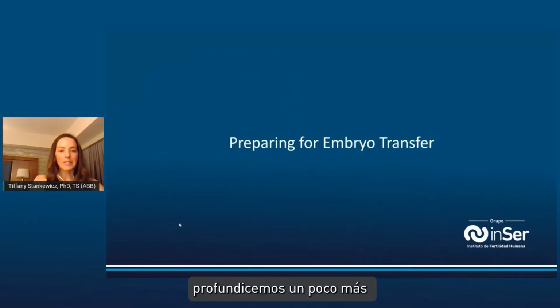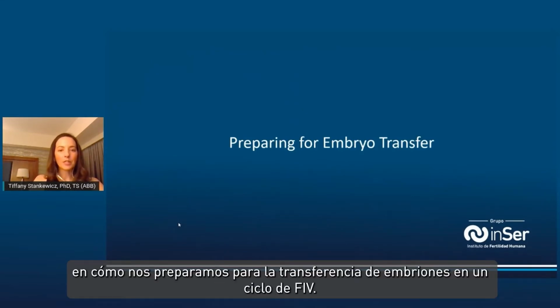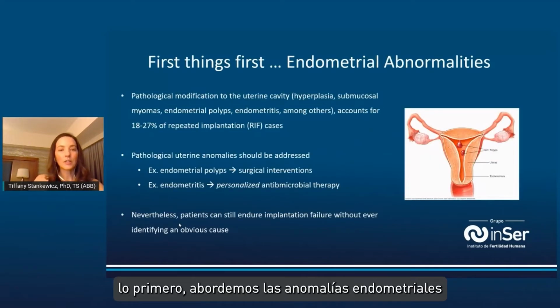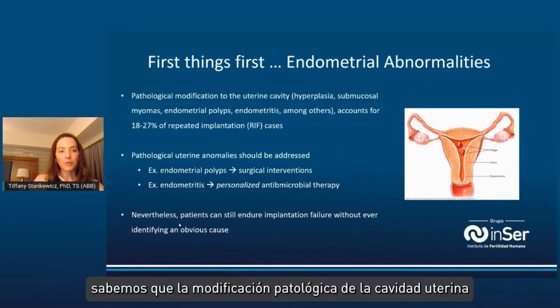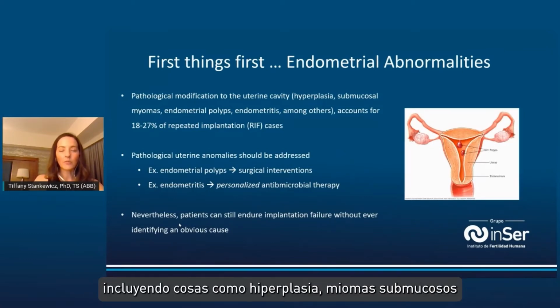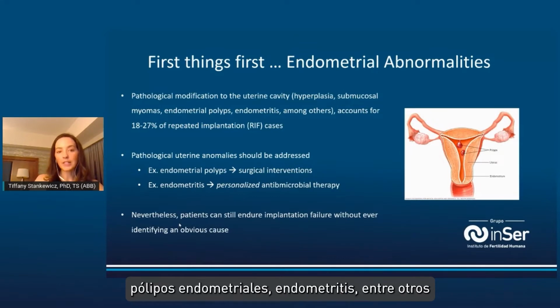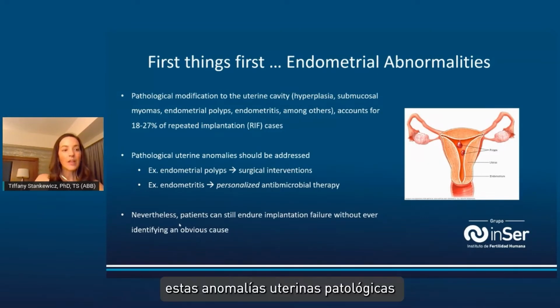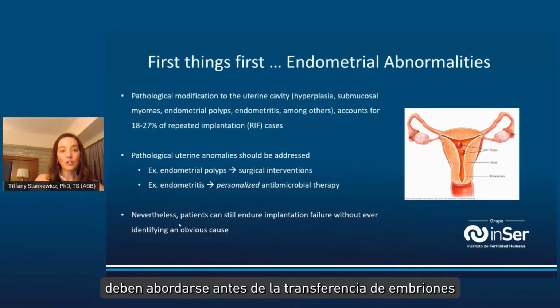So let's dive a little bit deeper into how we prepare for embryo transfer in an IVF cycle. First things first, let's address endometrial abnormalities. We know that pathological modification of the uterine cavity, including things such as hyperplasia, submucosal myomas, endometrial polyps, endometritis, among others, accounts for about 18 to 20% of repeated implantation cases. These pathological uterine anomalies should be addressed prior to an embryo transfer.